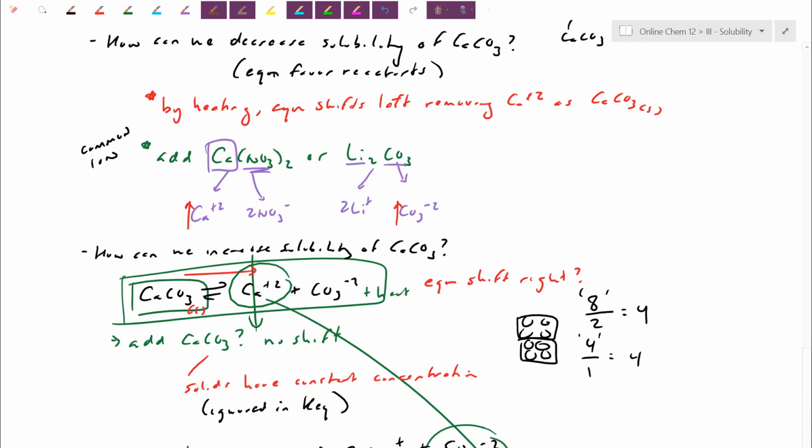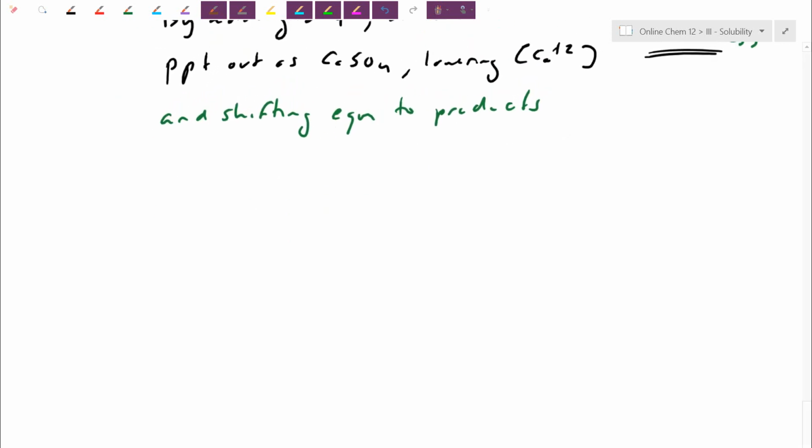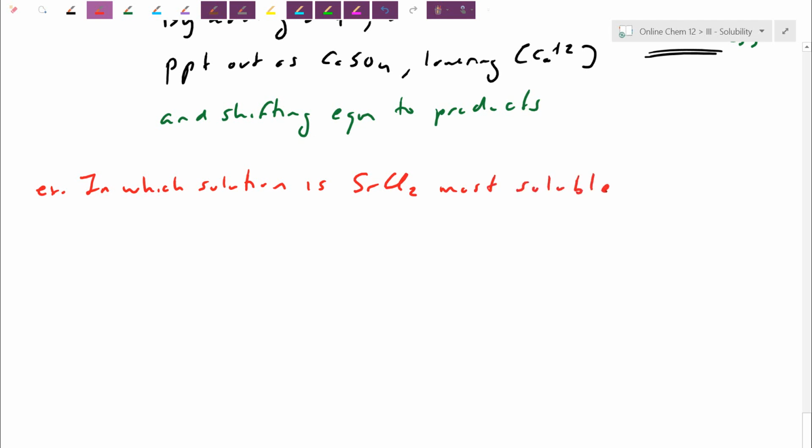Okay, so let me just end off with one last question here. It will deal with this common ion effect, but in a slightly different way. So, I'm going to give you a couple of solutions here. In which solution is SrCO3 most soluble? I'm going to give you a couple of chemicals here. A is NaNO3, B is Na2SO4, C is MgCl2, and D is just plain old water. All right.